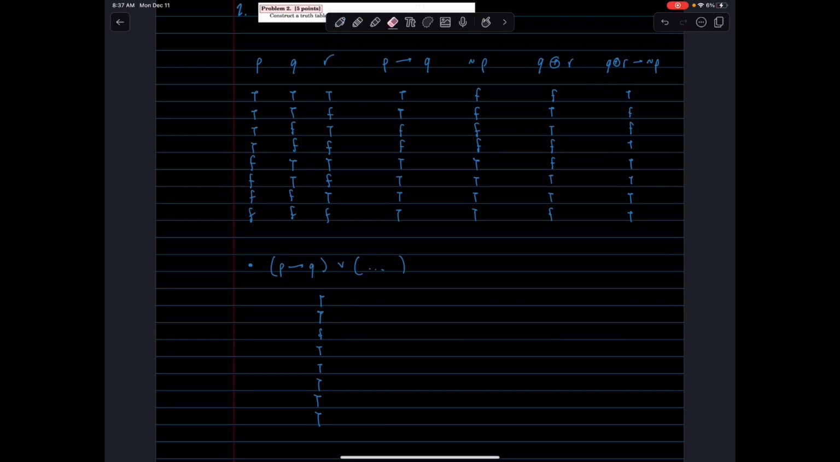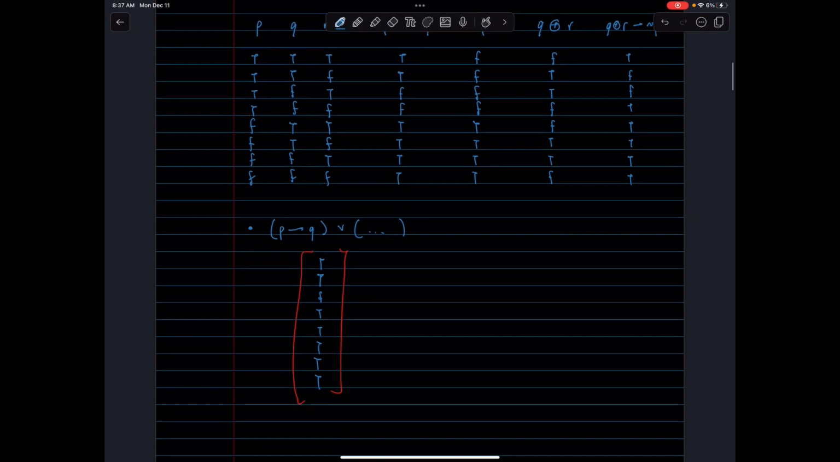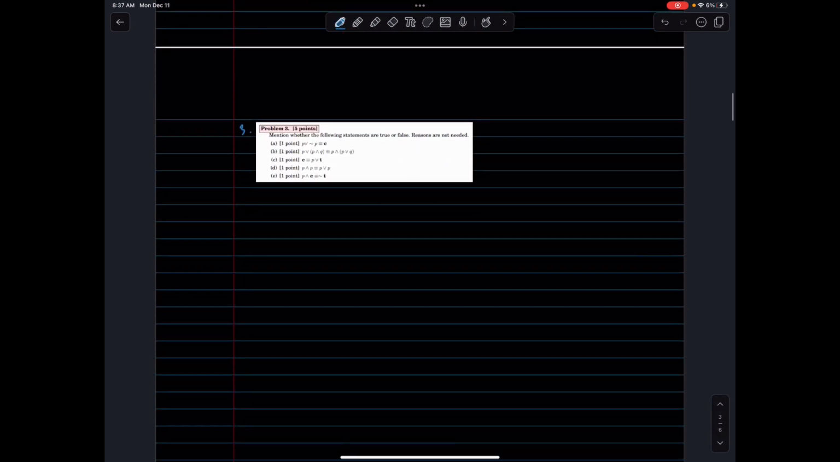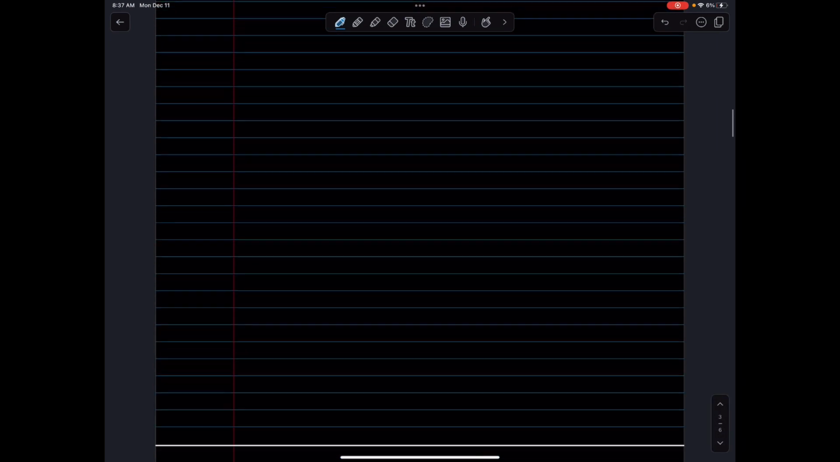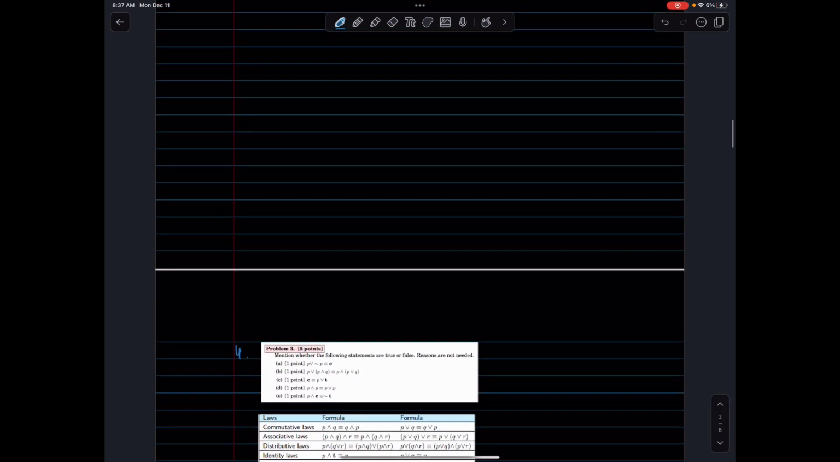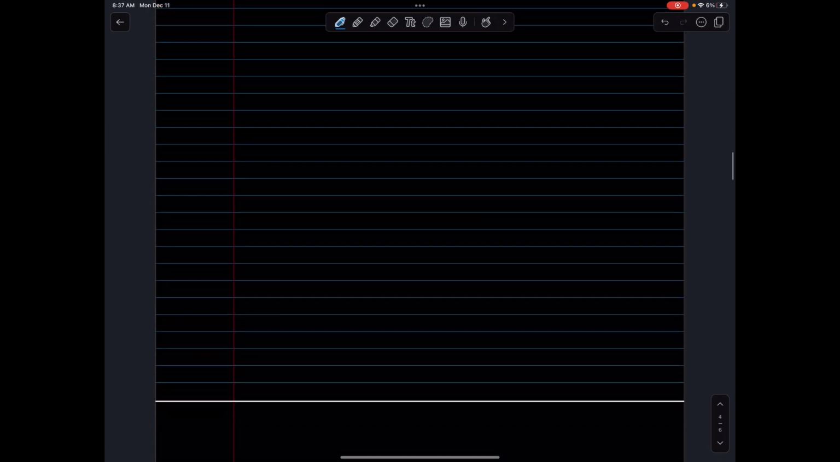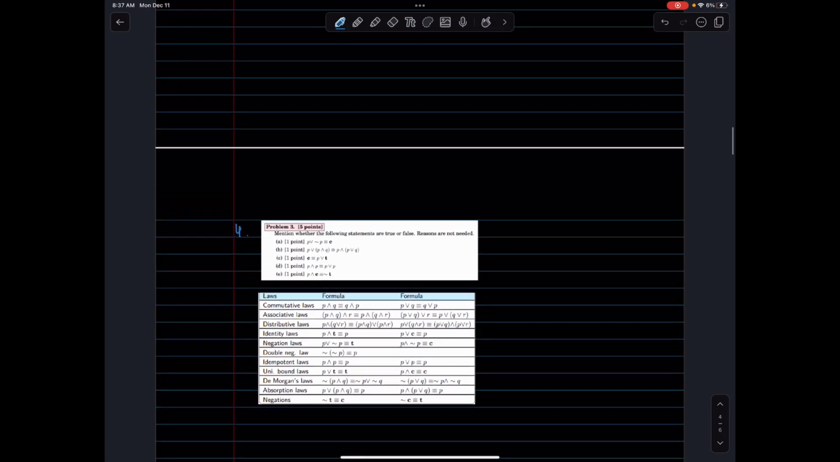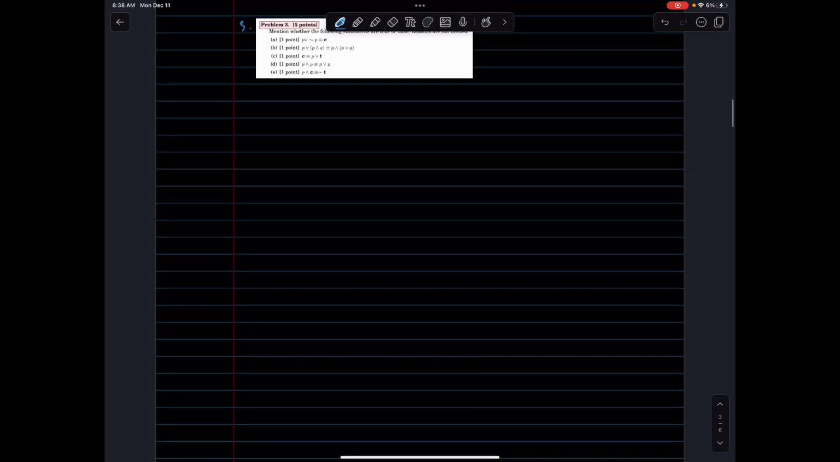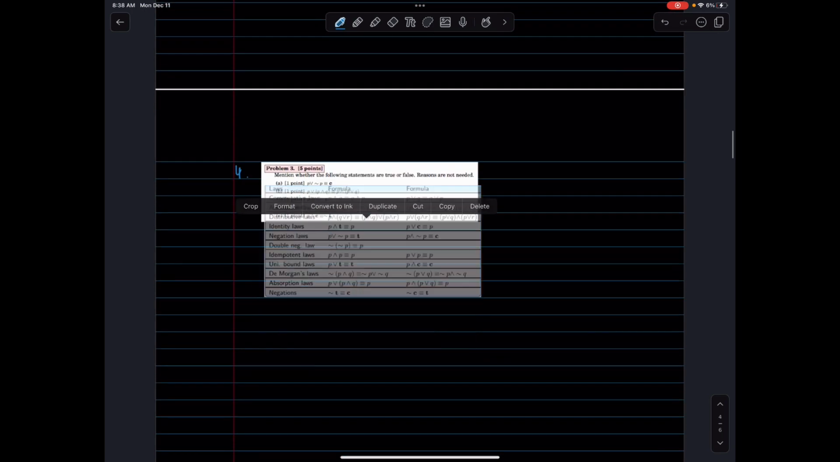Okay, I think this should be right. I tend to make some mistakes on truth tables sometimes. There's a lot of stuff to look at, but I think that's right. Alright, moving on. Oh shoot, I duplicated this one. So let me just bring this up here.